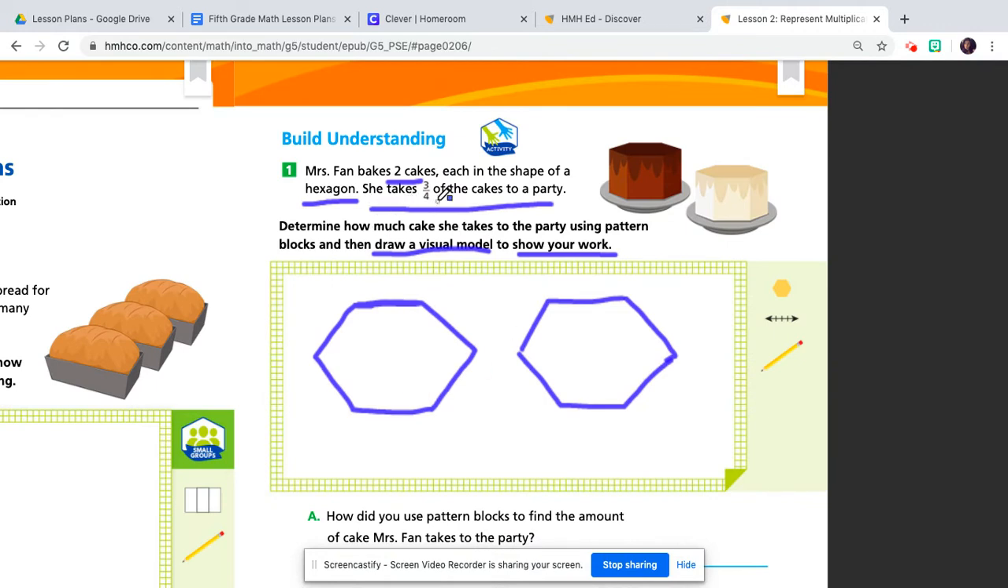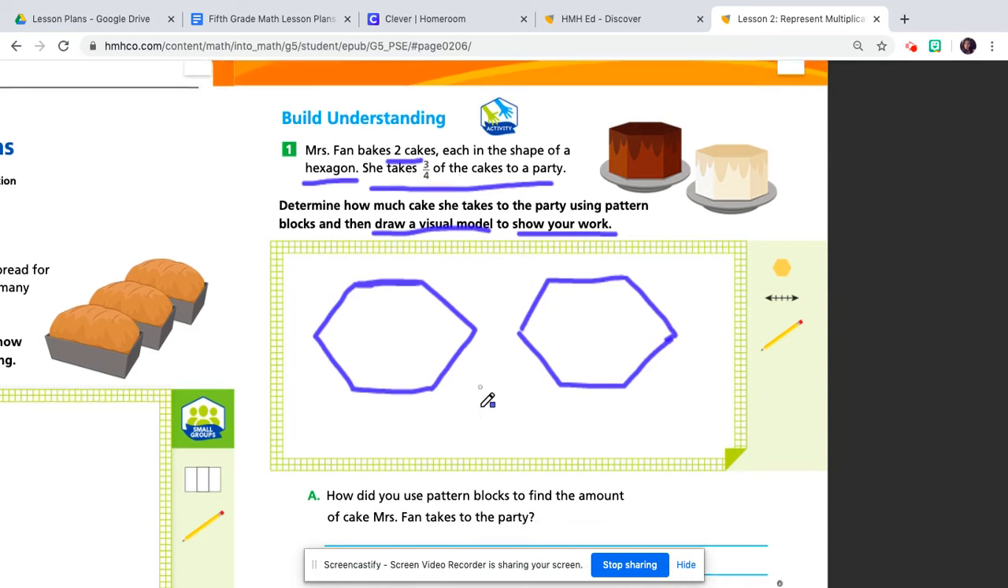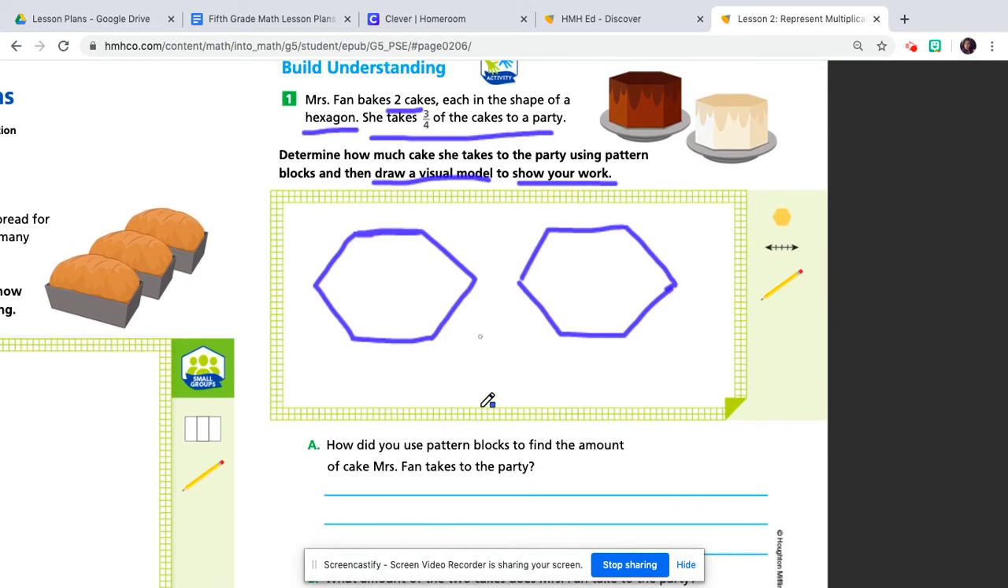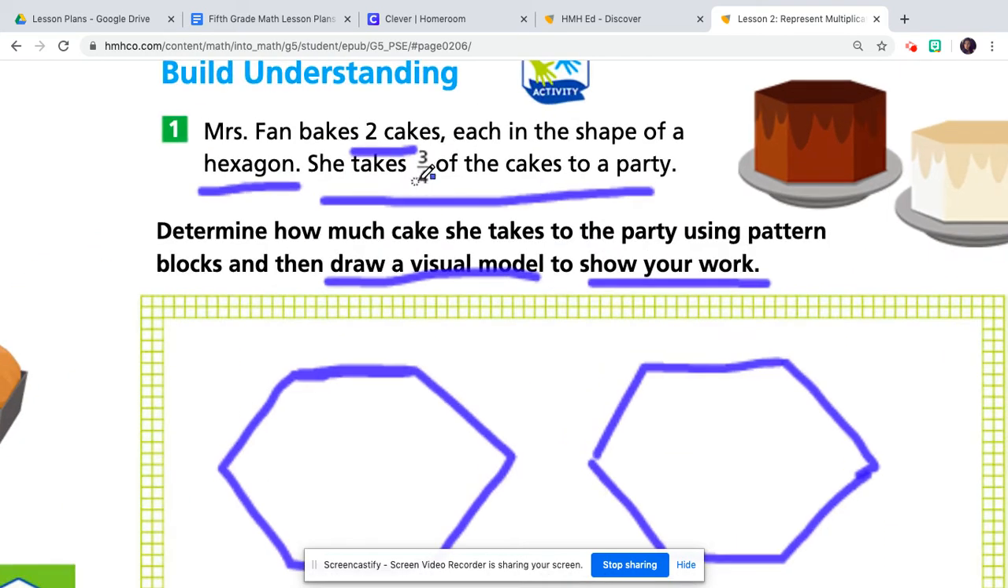she takes 3/4 of these cakes to a party. Okay, so yesterday when we had all those cats, they were equal amounts. We had the 12 cats. I had to put them into 4 groups. That was easy. I had the 16 cats. I had to put them in 4 groups. That was fine. That was easy to divide. But now I have 2. So I got to cut these 2 cakes up into groups of 4 because that's what my denominator is. My denominator for my fraction is 4.